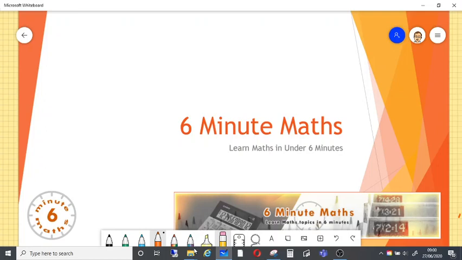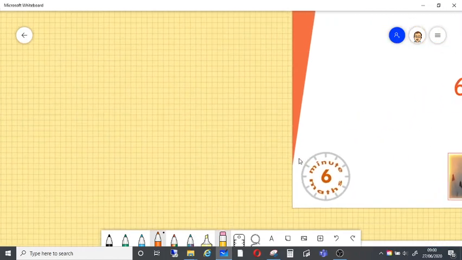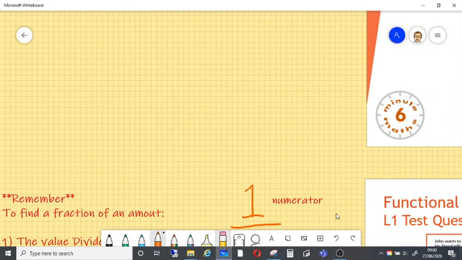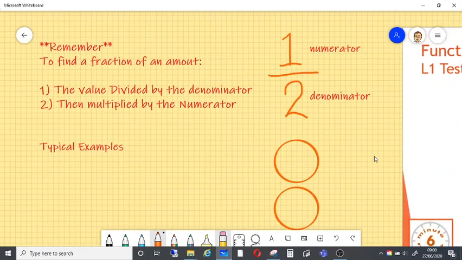Hello and welcome to 6 Minute Maths, and today we're going to look at a typical test question at level 1 for functional skills involving fractions. So let's just move over to the side here, and there's a couple of things I want to go through with you before we start the question.